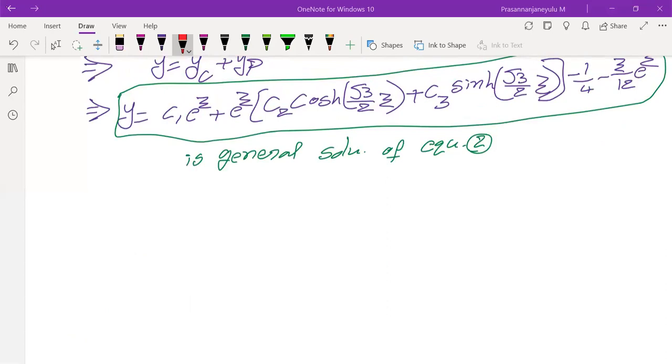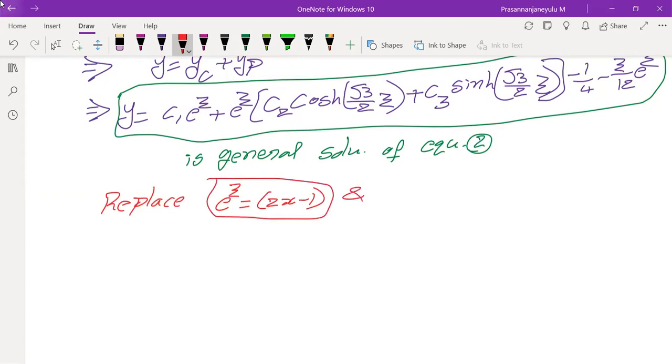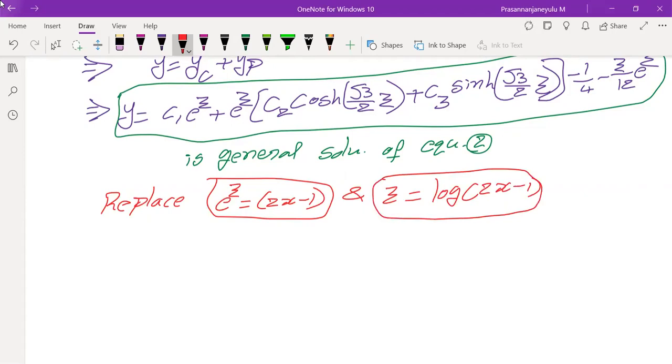We have to replace e power z. We have taken e power z equals ax plus b, which here is 2x minus 1. And z from this is equals to log of 2x minus 1. These are the things we need to substitute. Clear?